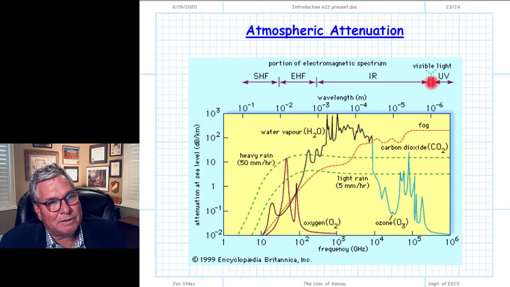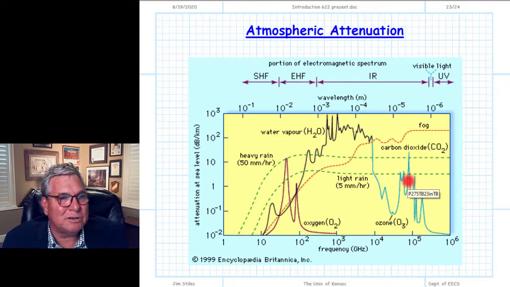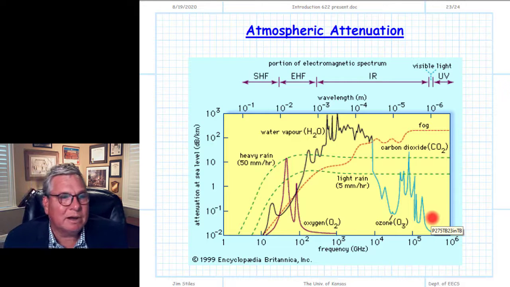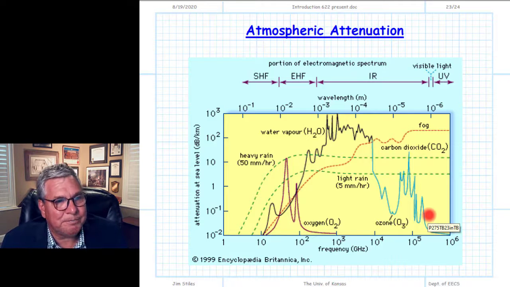If visible light were back down here in the region where we had a lot of absorption due to oxygen, the planet would be a very cold place and could not sustain life. But instead sunlight is just beyond that, and so we can get sunlight to the ground and warm the earth and nourish the plants and so forth.